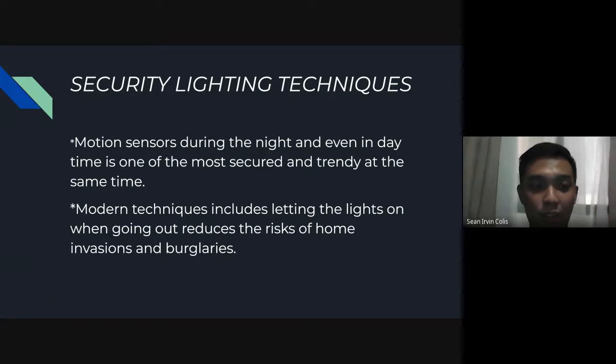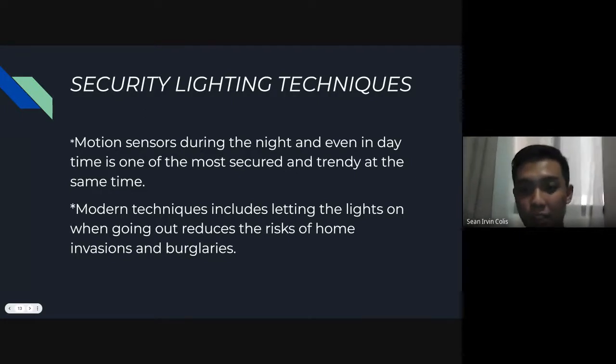So next, modern techniques include leaving the lights on when going out, which reduces the risk of home invasions and burglaries. So basically, don't turn the lights off when going out. This is a basic security lighting technique because burglars and home invaders would assume that someone is inside the house. So they will be aware and they will not go inside the house with lights on inside that house.